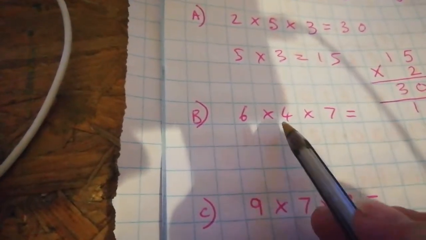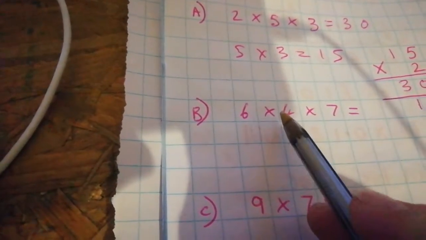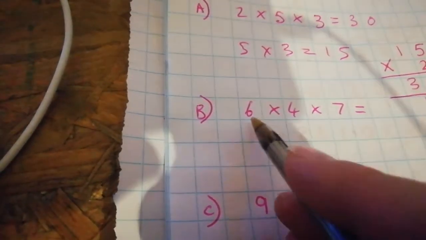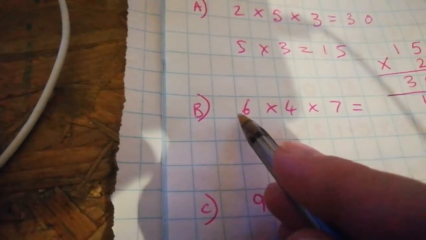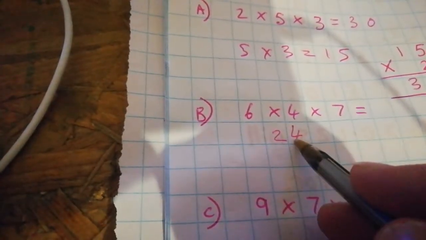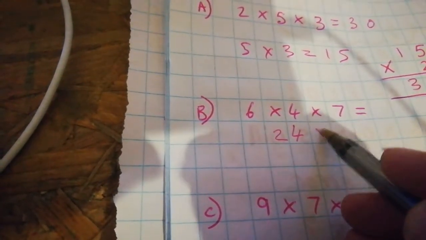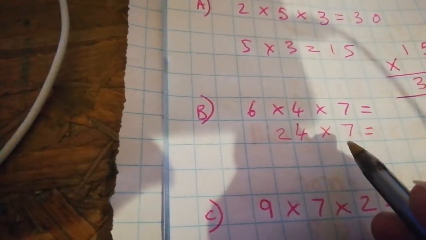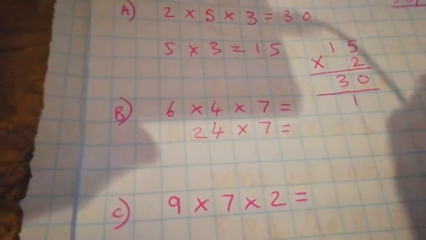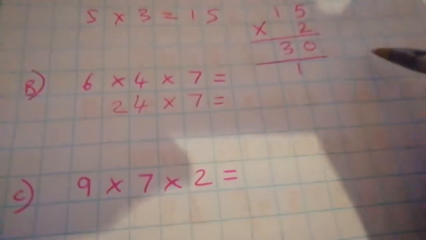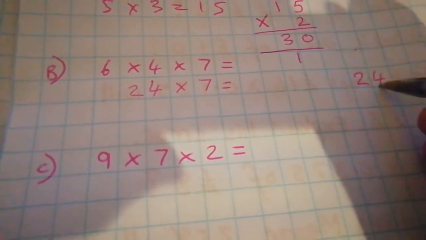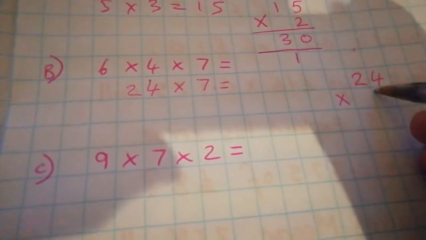So, 6 times 4, 4, 8, 12, 16, 20, 24. So this part here has made an answer of 24. Now I've got to do the end bit, and multiply it by the number that I haven't used yet, the 7. 24 times 7. I am a bit stuck here. I am going to go to a formal written method and write it out. So 24, and I'm multiplying it by 7.